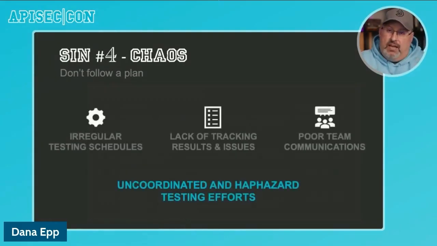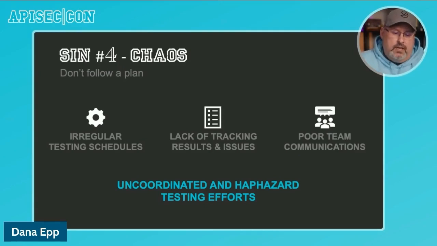When you don't have that kind of plan, though, we start seeing uncoordinated and haphazard testing efforts, and it actually hurts the whole process because we start seeing things like irregular testing schedules. When you're not testing in alignment with what the development group is doing and where release cycles are, there may be gaps where the window of exposure of a potential vulnerability is a lot more than we want it to be, simply because we're not properly testing at the right time.